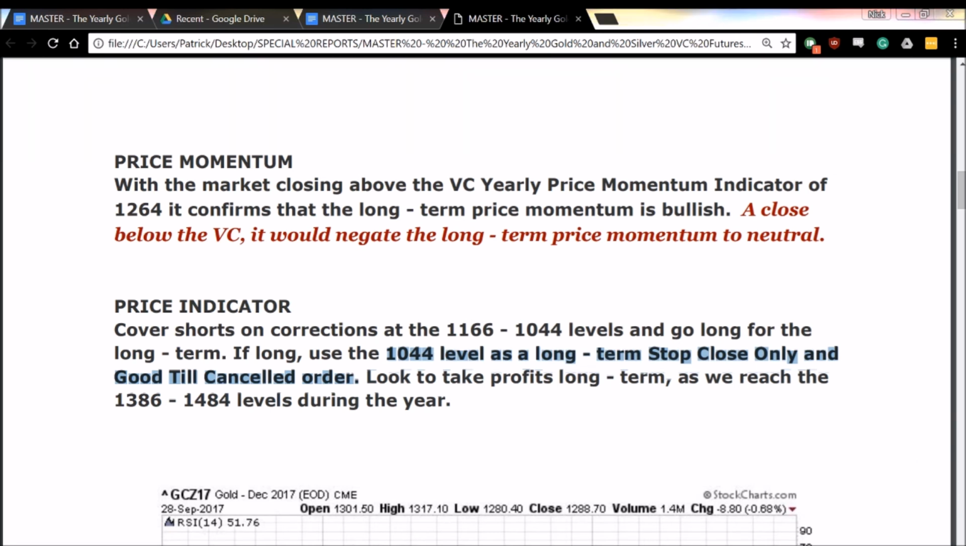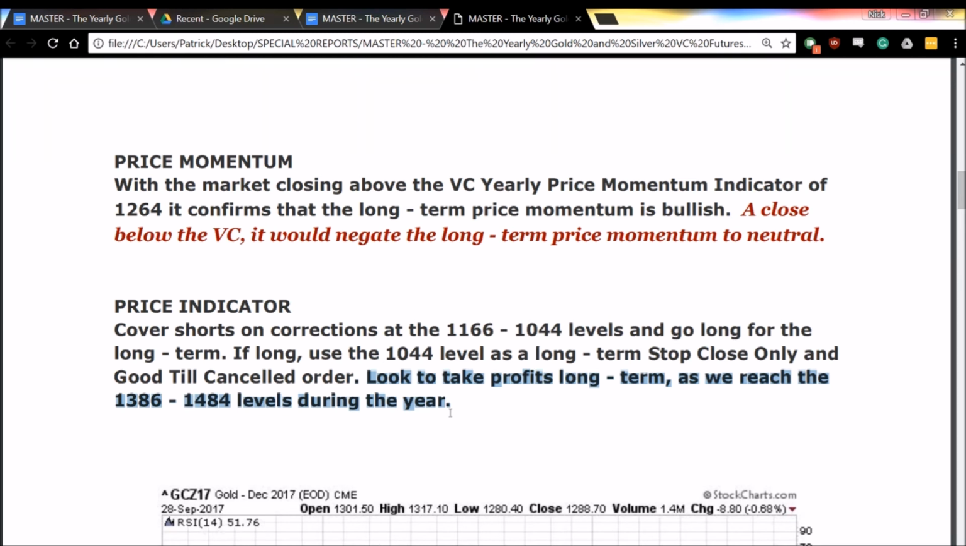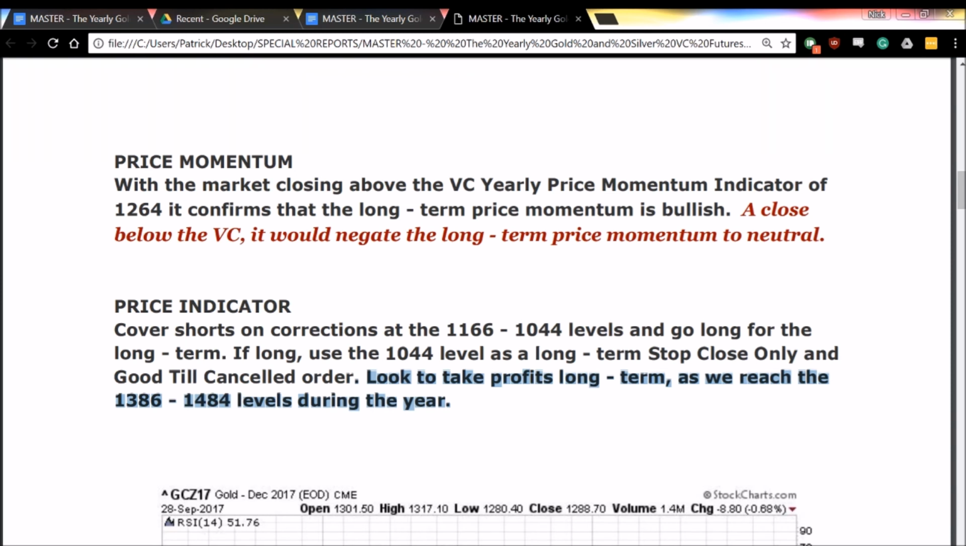And it tells you basically how to use this stop: a good till cancel order if you get activated there. If not, it tells you on the long side here, look to take profits long term as we reach the 1386 to 1484 level during the coming year, during the next 12 months, between September of 2017 and September of 2018.